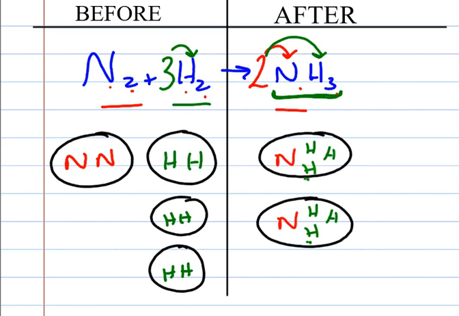Again, using this visual technique, you will notice that I required 1 of these nitrogen groups, and you see I've used 1 here. I've required 3 of these hydrogen groups, and I've required 2 of the ammonia groups to have the same amount of each type of atom before and after.